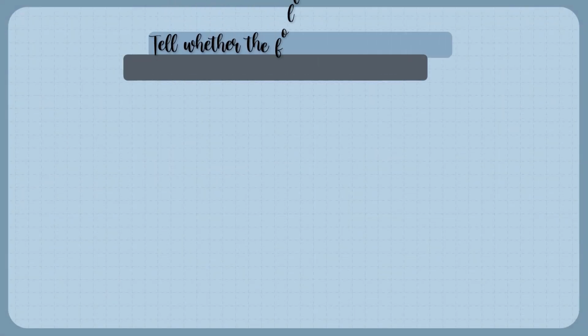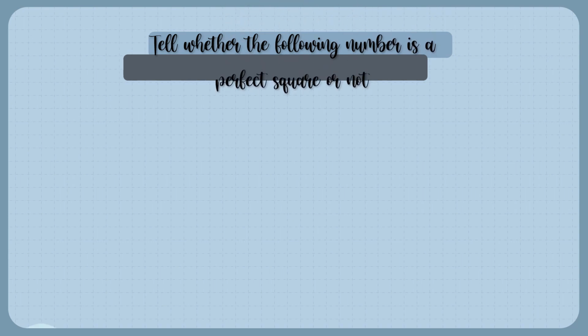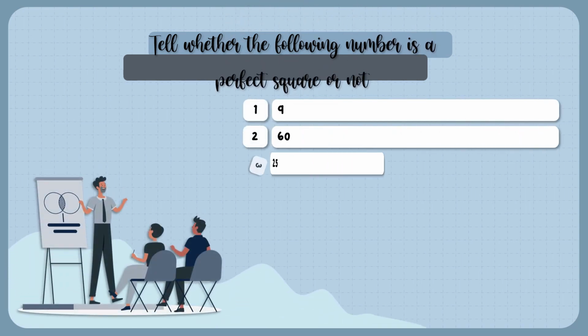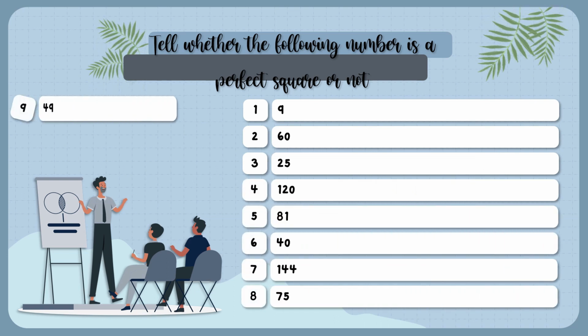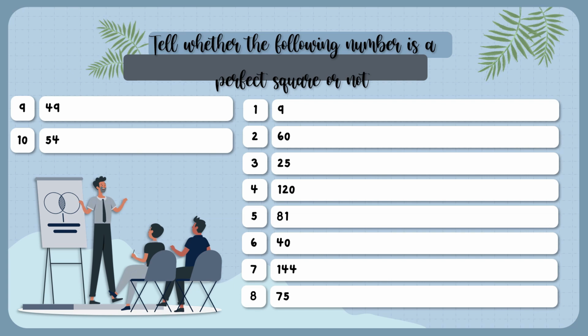Before we start the lesson, let's have first a review. Tell whether the following number is a perfect square or not. We have here number 1, which is 9. Number 9 is a perfect square because 9 has factors 3 times 3. Perfect square means a certain number has a factor multiplied to itself.